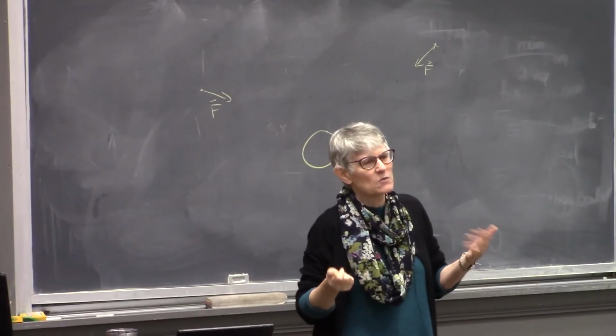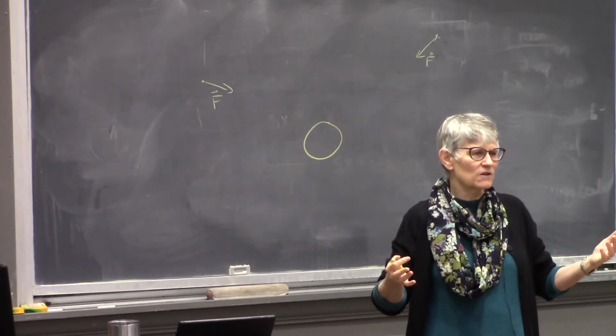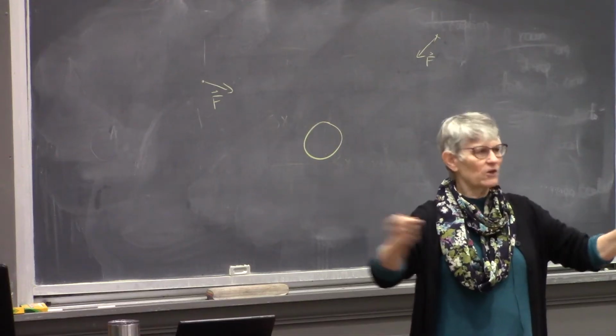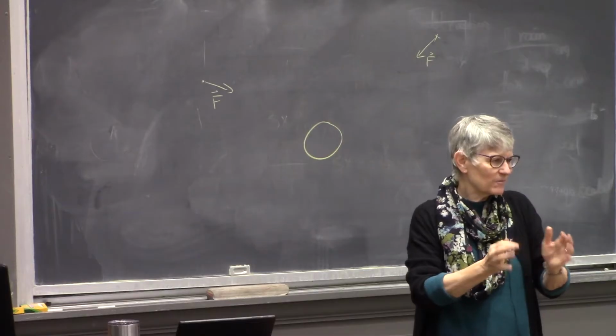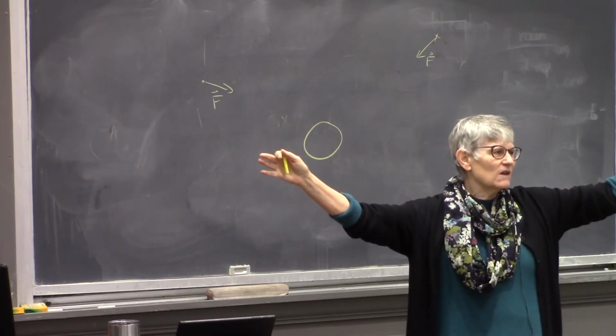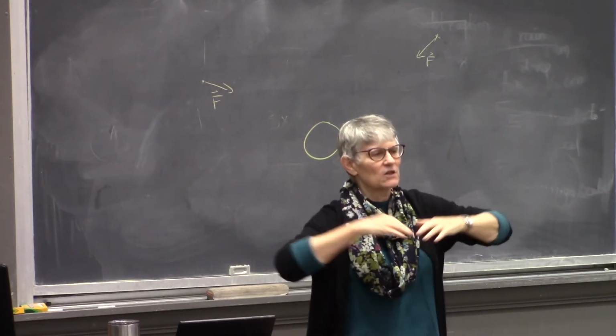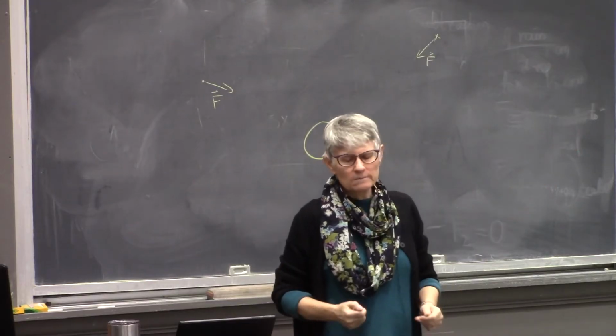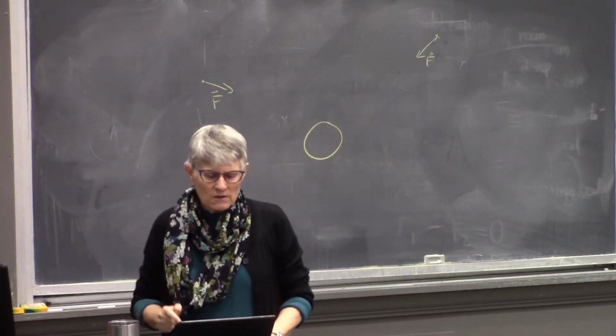So it must be a vector quantity. It must have a direction. And it can be stronger or weaker. It's probably stronger near the Earth and weaker farther away. The gravitational force you saw depends on 1 over distance squared, just like the electric force does.